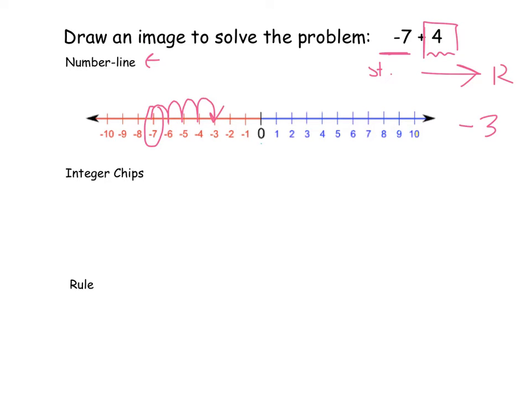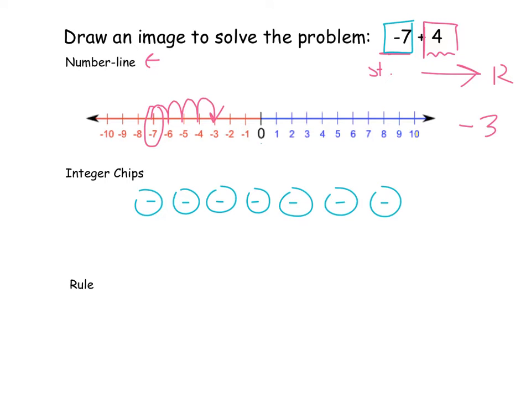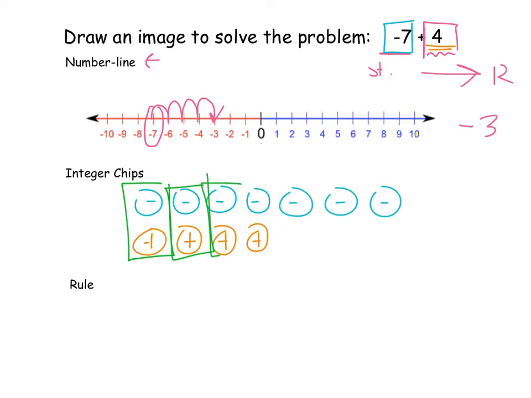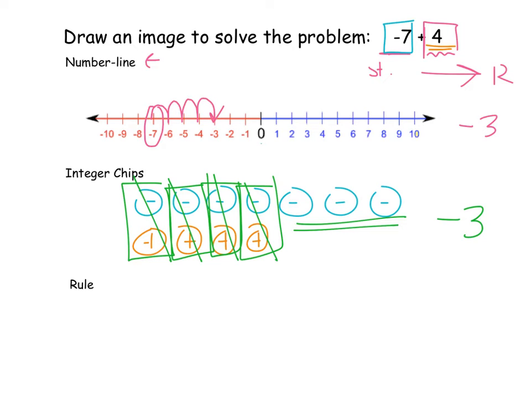When we use integer chips for this, we look at the first number, which is -7. So I need 7 negative chips. 1, 2, 3, 4, 5, 6, 7. And my second number is a positive 4. So that means I need 4 chips that are positive. Now in this case, because we have some chips that are positive and some that are negative, we can combine a positive with a negative, so those four all cancel each other out. So I'm left with just 3 negatives, or -3.